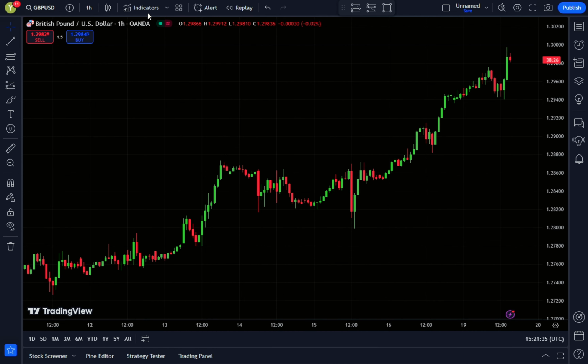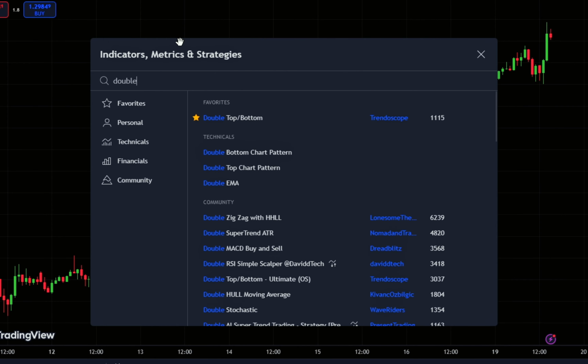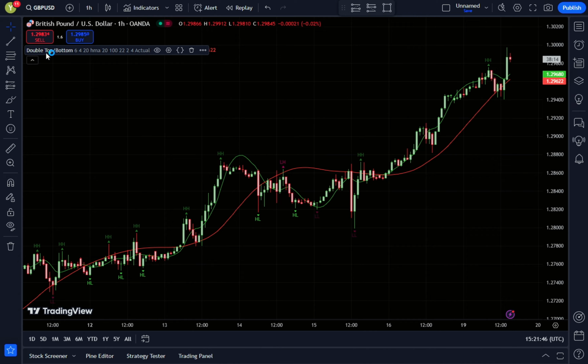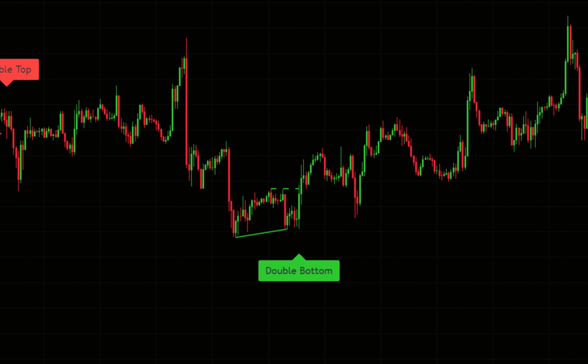Next, go to the Indicator Search tab. In the search bar, type double top bottom. You'll want to select the double top bottom indicator by Scalping. This indicator will automatically identify when a double top or double bottom pattern forms on the chart, making it much easier to spot these potential reversal points.